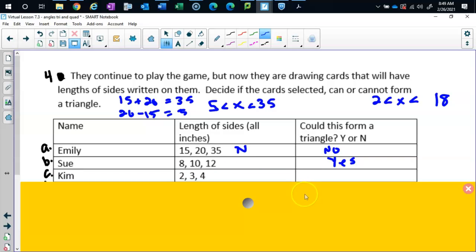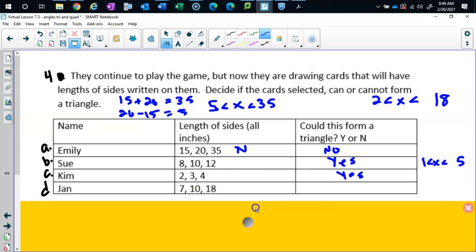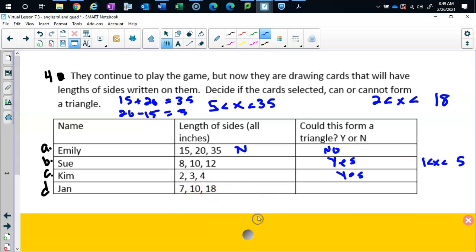Try Kim. Go. All right, Kim, add 3 plus 2 and you get 5. Subtract 3 minus 2 and you get 1. So X has to be between 1 and 5. Is 4 between 1 and 5? Yes, it is. And Jan, 7, 10, and 18. Is that a triangle? Go. Well, add these. 7 plus 10 is 17. 10 minus 7 is 3. X has to be between 3 and 17. Is 18? No, it is not.